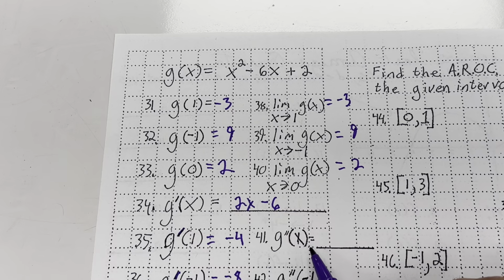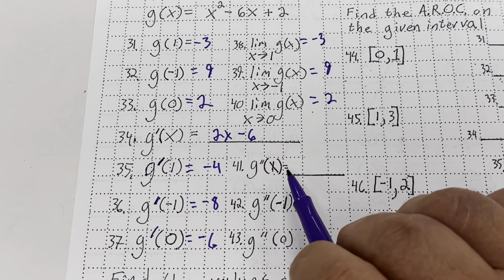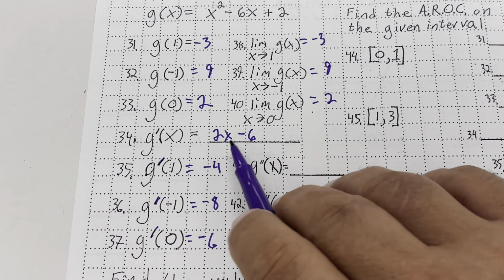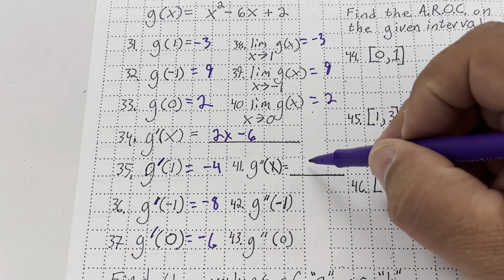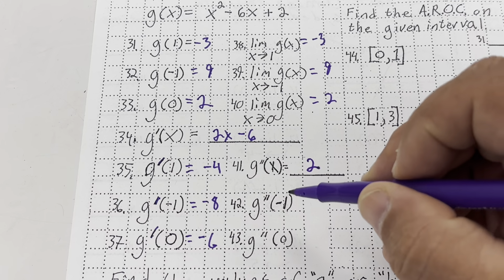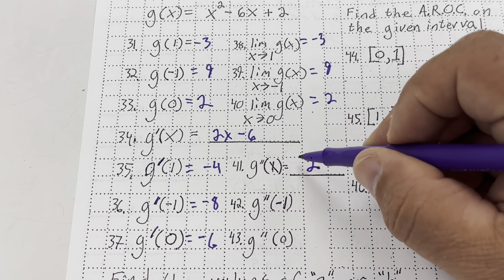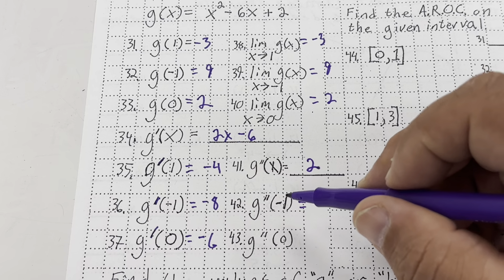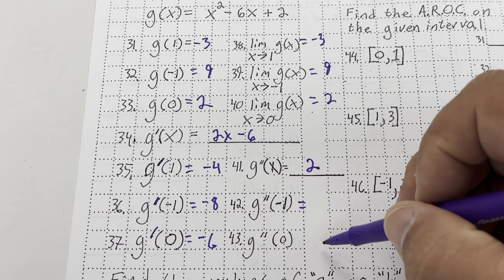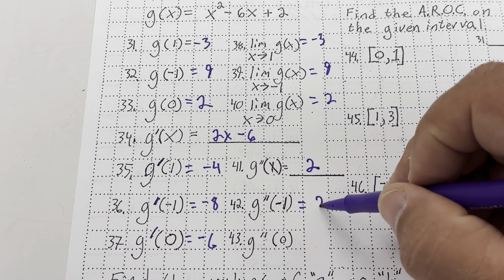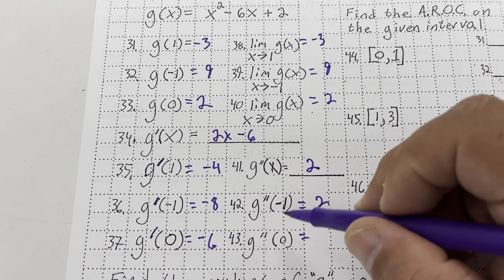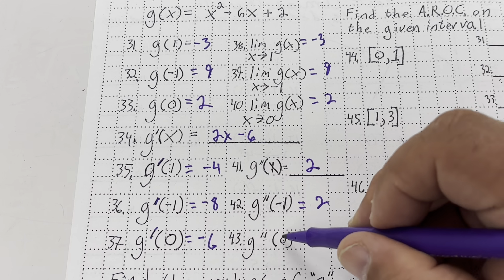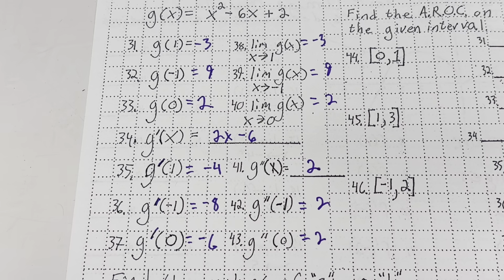For number 41, we're now expected to take the derivative of the derivative. So the derivative of 2x minus 6 is just 2. Is there a place for me to plug in negative 1? There isn't. So the slope at negative 1 of the second derivative is going to be 2. The slope at 0 of the second derivative is going to be 2. There's nowhere for me to plug the 0 in.